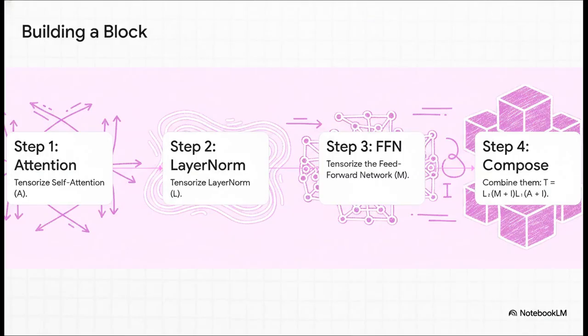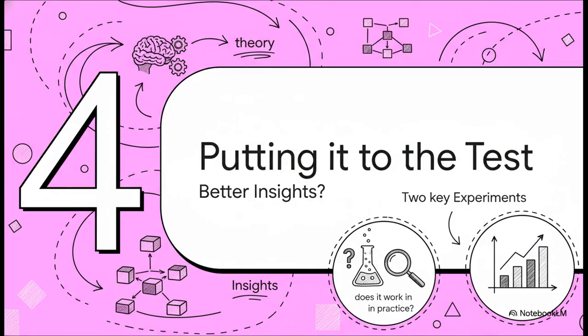Let's zoom right in on that. It's beautiful. So first, they tensorize each part. You've got A for attention, L for layer norm, and M for the feed-forward network. And that little plus I, that's the crucial residual connection, the information shortcut. Then they just stack them all together using this one equation. The result is a single tensor, T, that perfectly, mathematically, describes everything that one whole block does. It's the complete picture.